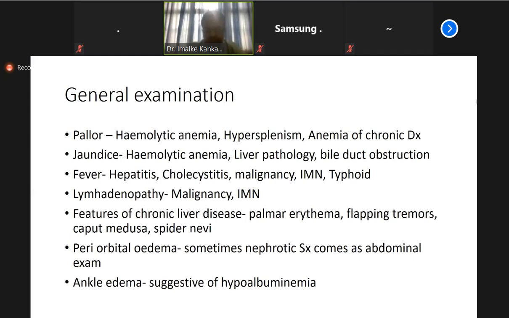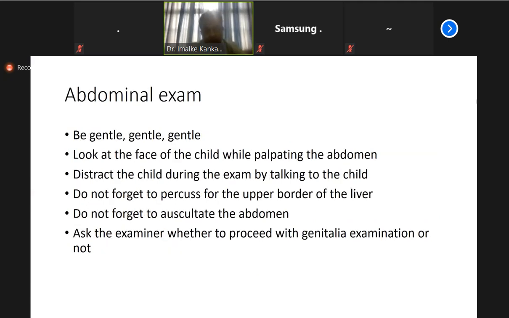because in nephrotic cases, you can get, in general examination, ankle edema, suggestive of low albumin or a feature of chronic liver disease. These are the general examination things. So in your presentation, you will have to say, okay, this child has not got any jaundice, pallor, fever, lymphadenopathy, or any features of chronic liver disease. Now, this has been a problem.